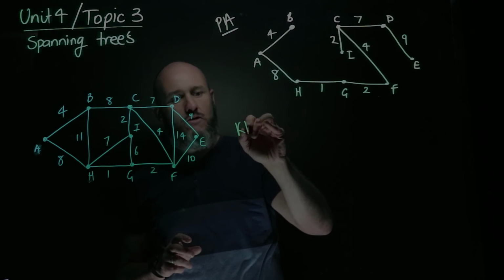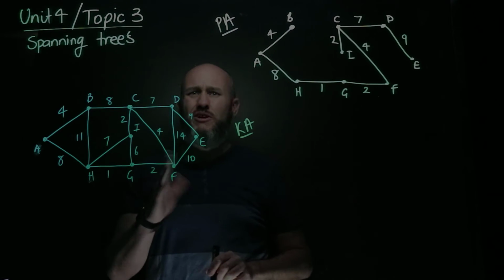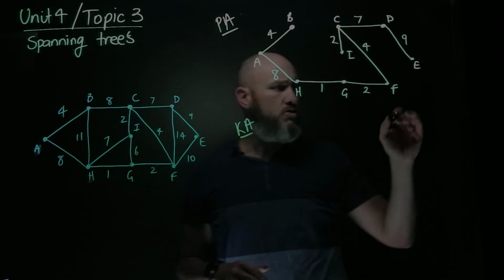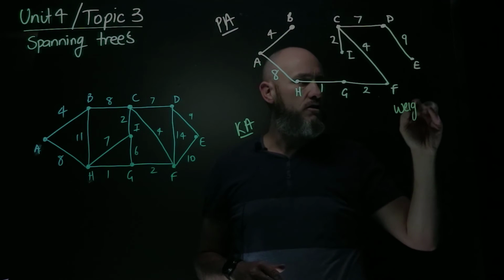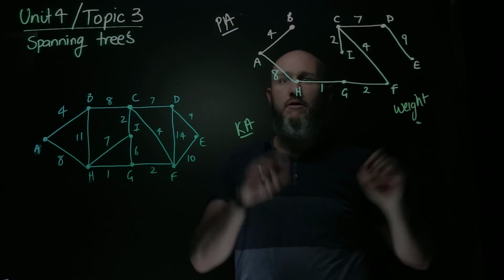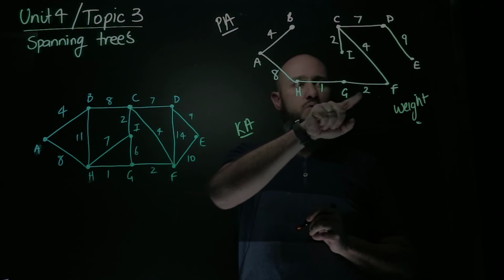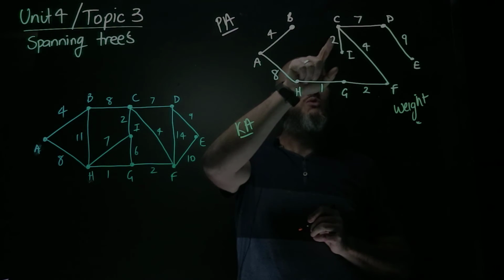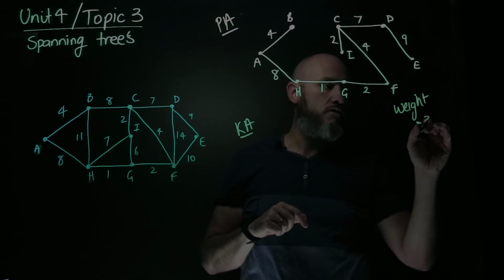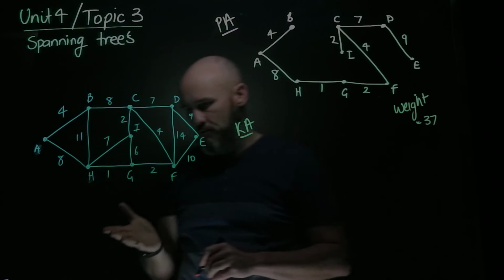And now let's do good old Kruskal's and show that we get the same answer or an equivalent answer. Because of course the weight is the most important thing. The weight should be the same. 4, 12, 13, 14, 15, 19, 21, 28, 37. So I should have a weight of 37.